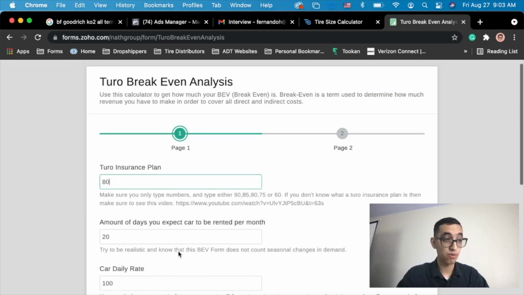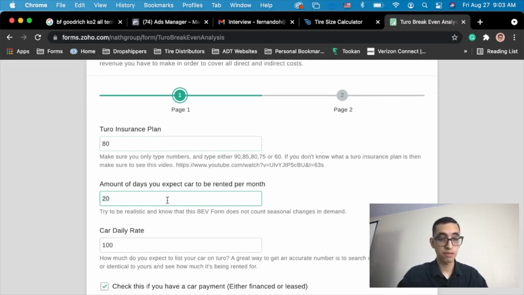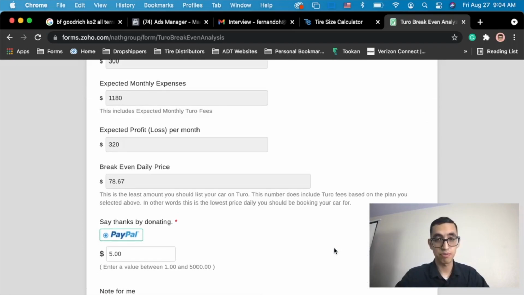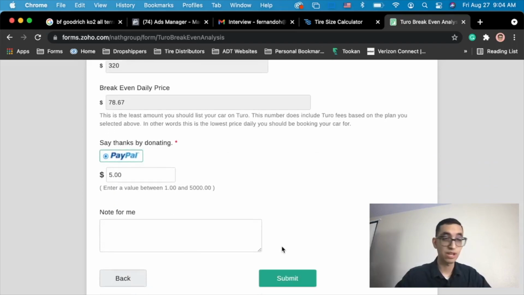Again, let's assume that, hey, you know what, it's getting slower. I don't think I'm going to be able to rent the car for 20 days a month. I'm going to put 15. Well, now we're going to be seeing that, with the 80 plan, 78.67 is roughly what we would need to break even. So I think this calculator is really good.